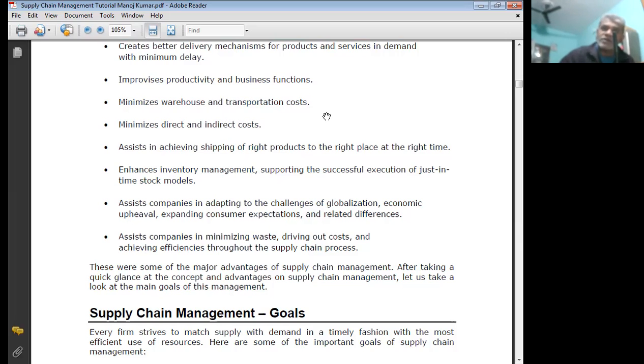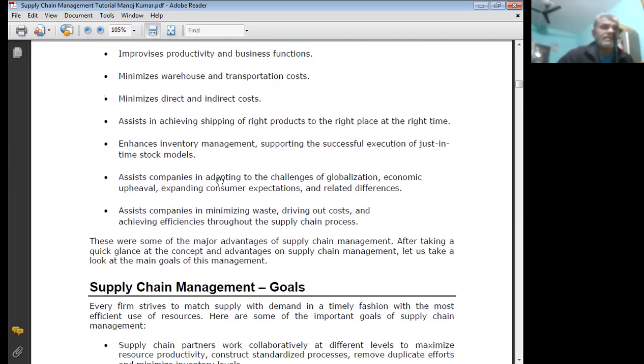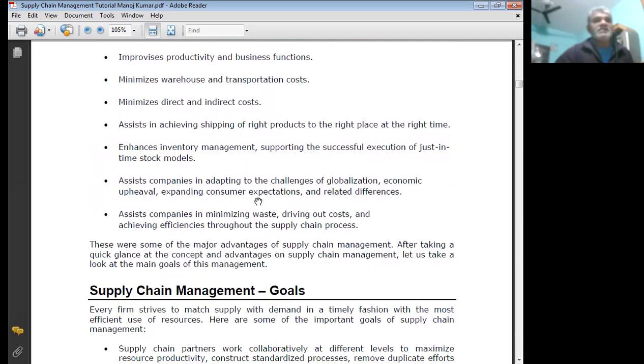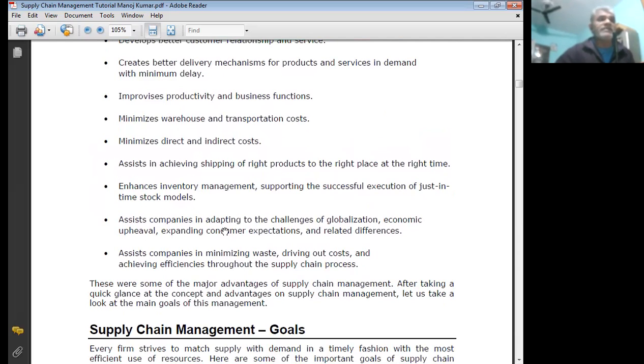Minimizes the warehouse and transportation cost. This is a major advantage to gain economy and money in the case of any company implementing the supply chain. Assist in achieving the shipping of right products to the right place at the right time. Enhances inventory management, supporting the successful execution of the just-in-time stock models. Assist companies in adapting to the challenges of globalization, economic upheaval, expanding consumer expectation, and related differences.